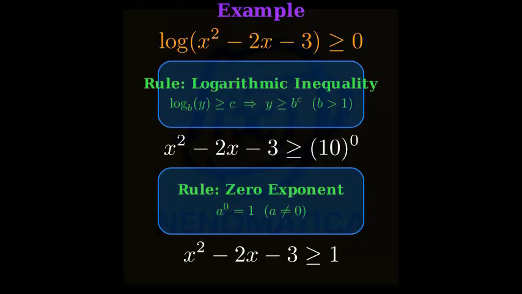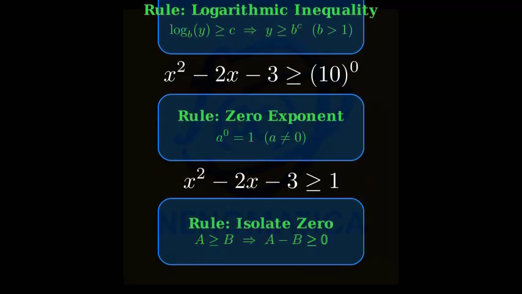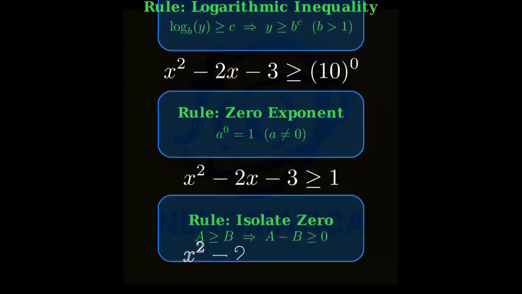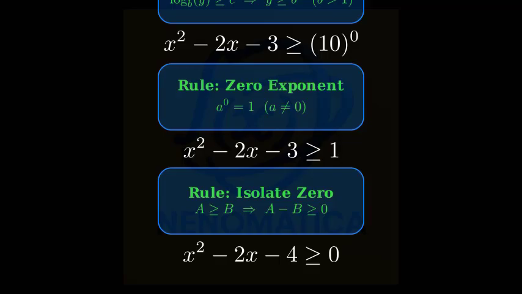Step 3. Rearrange to a standard quadratic inequality. From a greater than or equal to b, we get a minus b greater than or equal to 0. Therefore, x squared minus 2x minus 4 is greater than or equal to 0.